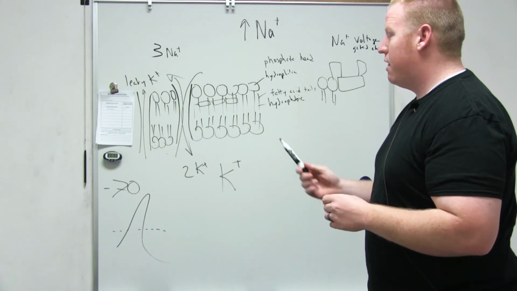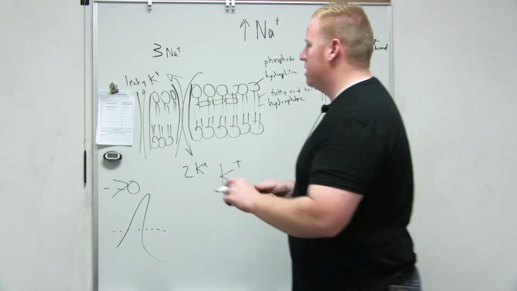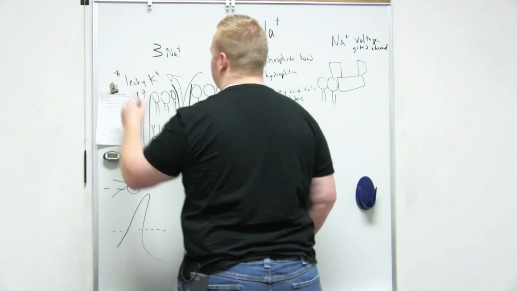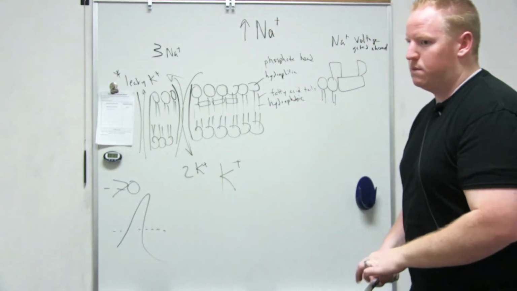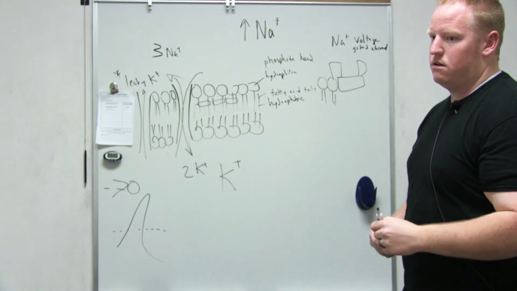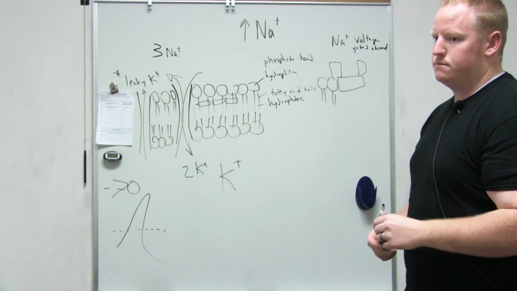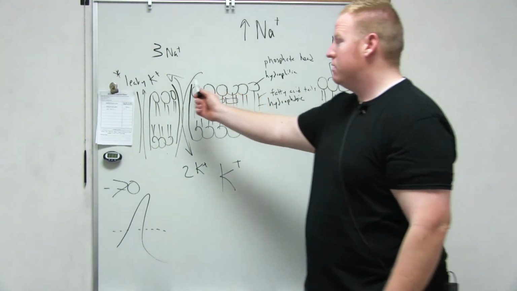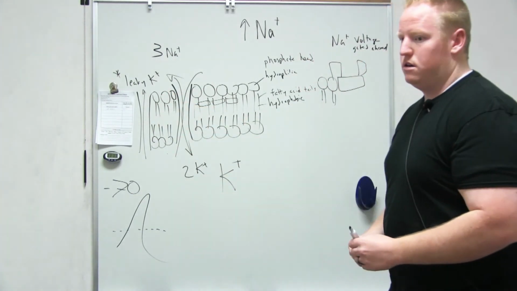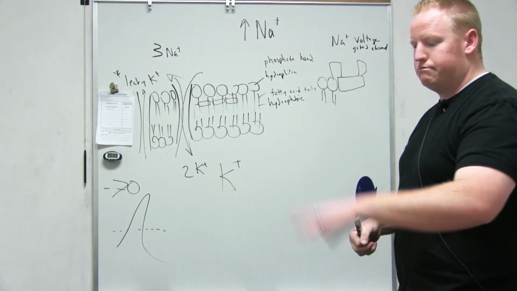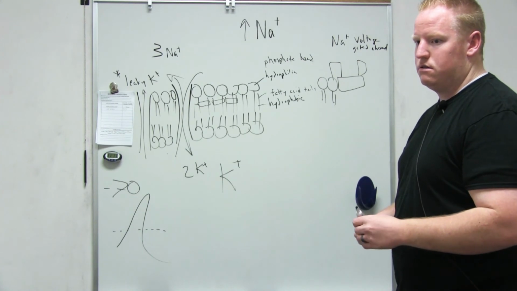I remember having a test question about that, and I believe it's mostly this guy right here that helps maintain the negative 70. The leaky potassium pump? Not the pump, just the leaky channel. The leaky channel, okay. And it's always open and just lets potassium go out freely. Okay.